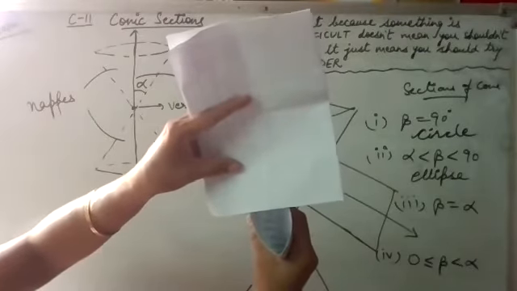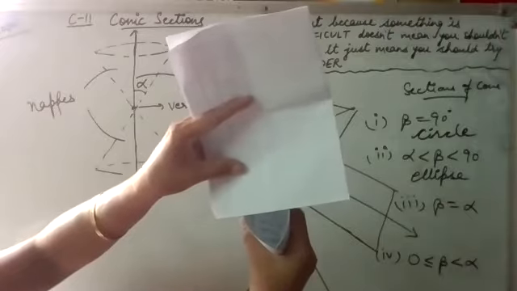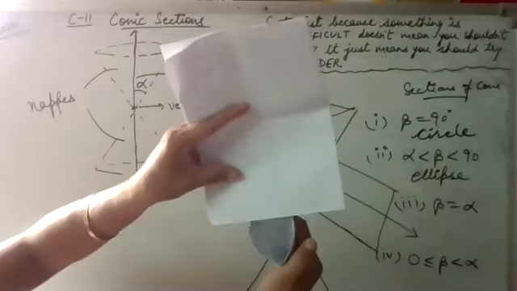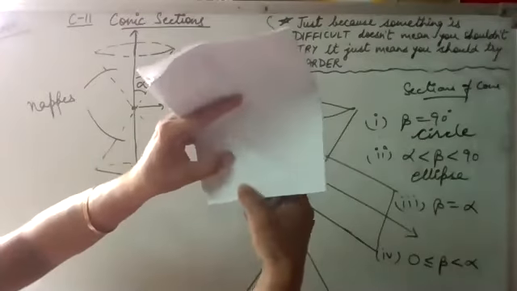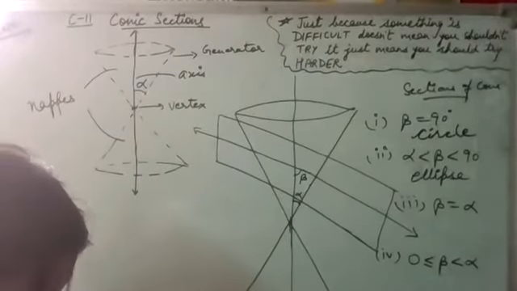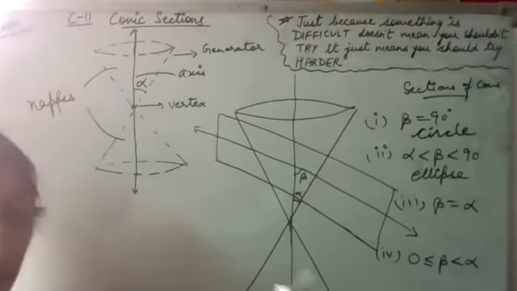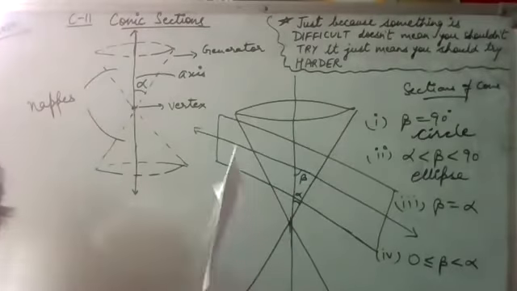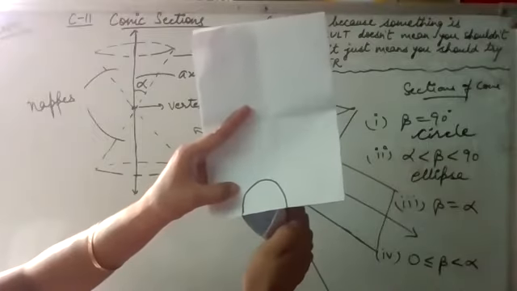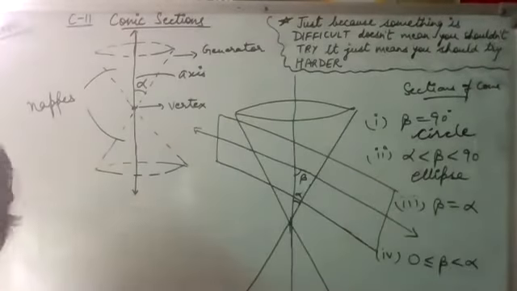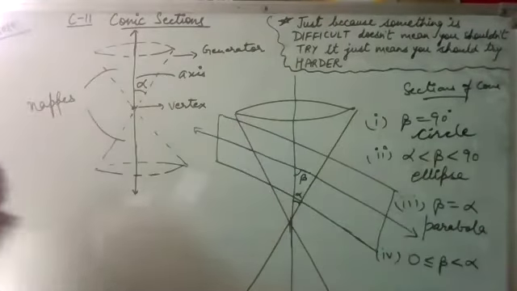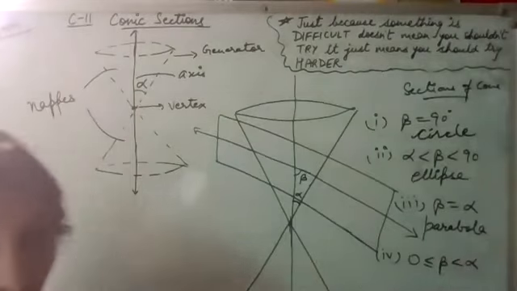What type of figure are we getting then? If we cut it, parabola. We will see only half, okay. What type of figure are we getting? Because it will be cut like this, the upper portion will be this type of figure. I am just telling you what we will get, this type of figure, right? This portion is being cut, so we will get this type of figure which is a parabola, right? So when beta is equal to alpha, we get a parabola.